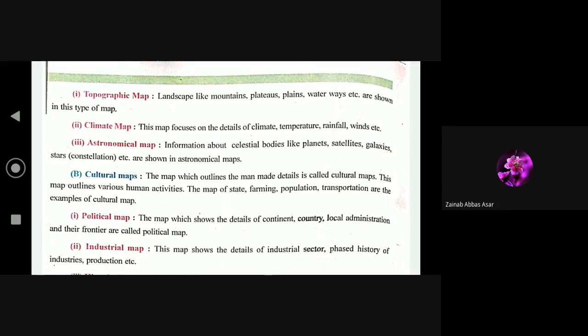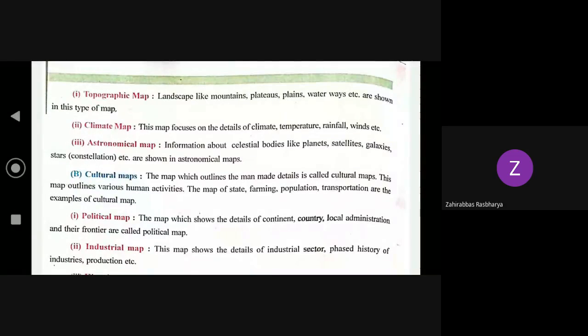Then plateaus, plains, waterways. Waterways मतलब के जैसे रोडवेज रेलवेज होते हैं ना, वो वे, that is waterways. Understood? All these are shown in the topographical map. Is it clear till here? Yes, ma'am. Yes, very good.